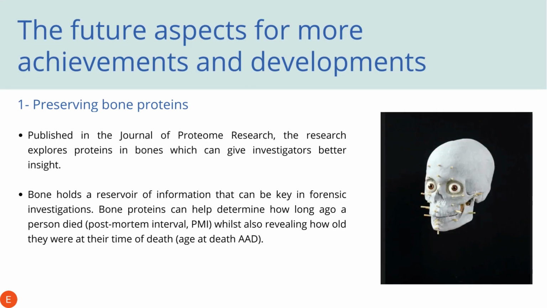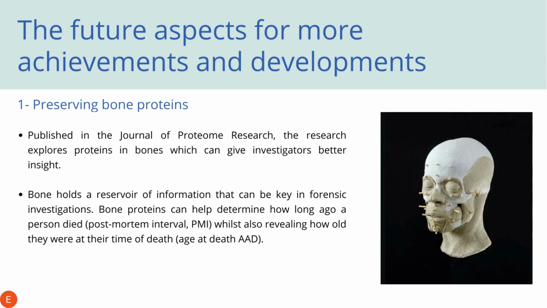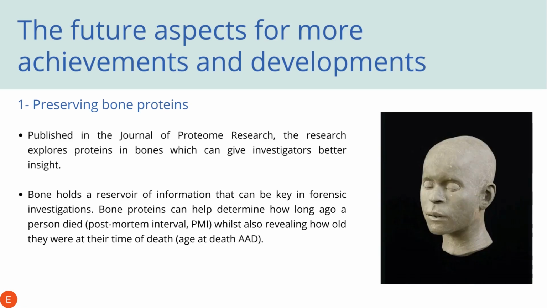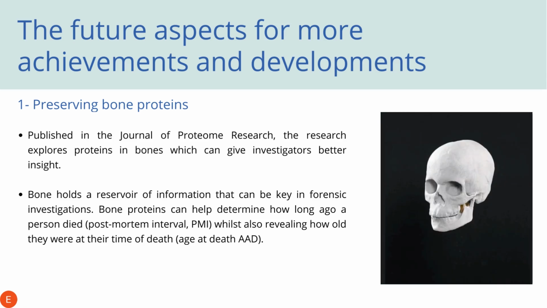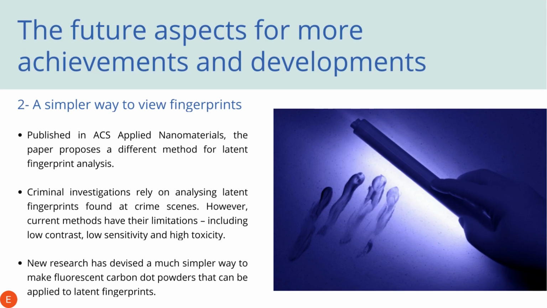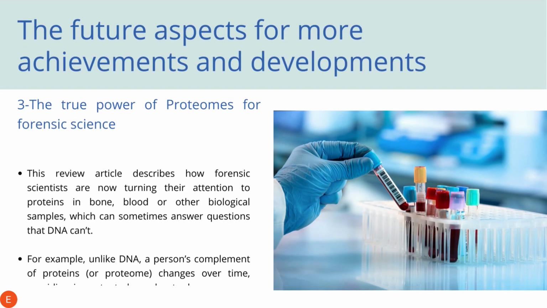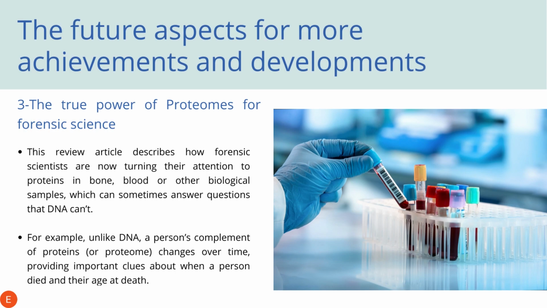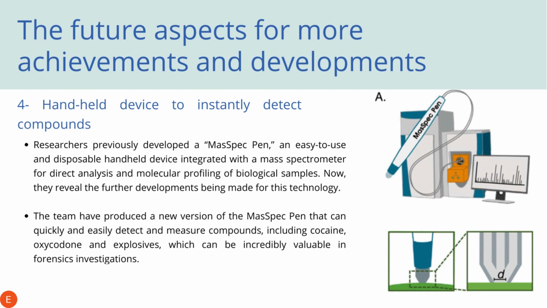Now we'll talk about the future aspects for more achievements and developments. The first one is the smartphone boon. A phone holds a reservoir of information that can be key in forensic investigation. The second one is a simpler way to view fingerprints, so criminal investigations will be easier. The third point, the true power of proteomics for forensics, which can sometimes answer questions that DNA can't. And the final point is a handheld device, also called a mass spec pen, and it is easy to use.